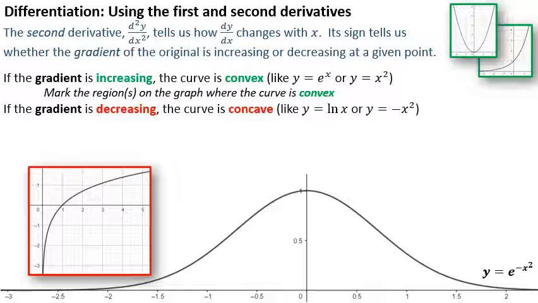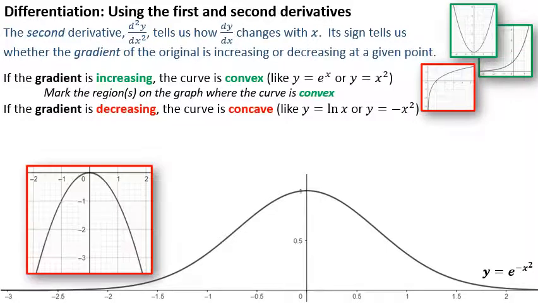So if you look at the gradient, it's always going down. It's very, very steep positive when you're close to 0, but it becomes less and less steep positive as x increases. And the other one is y equals minus x squared. We mentioned this for throwing something up in the air. Well, this graph is always concave. The gradient is always decreasing.